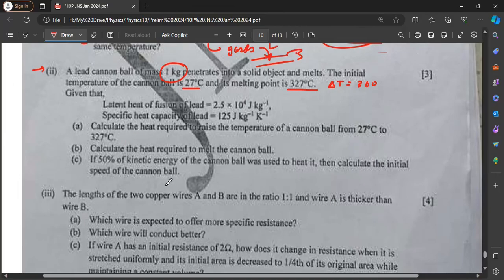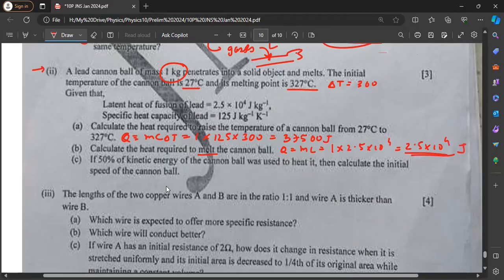So Q is equal to m c delta T. Mass is equal to 1. Specific heat capacity is 125 and this is 300. So that will be 37500 joules. Calculate the heat required to melt. Melting is always m into L. So this is 1 into 2.5 into 10 to the power 4. So 2.5 into 10 to the power 4 joules is also this.